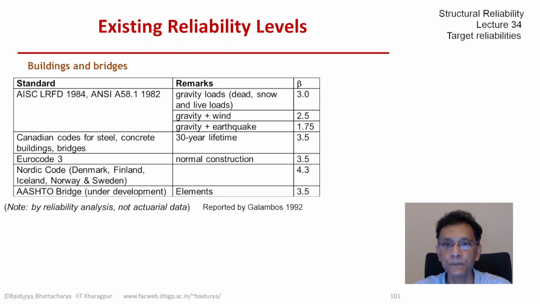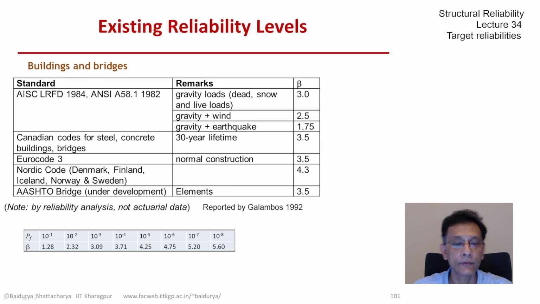What is interesting is that we see a lot of variations in beta values for the same code, depending just on the different load combinations, as you see. And just for comparison, let us just put PF versus beta, so that we understand that a beta of 3.0 and 2.5 actually means almost a 5-fold difference in PF. So it's not negligible.